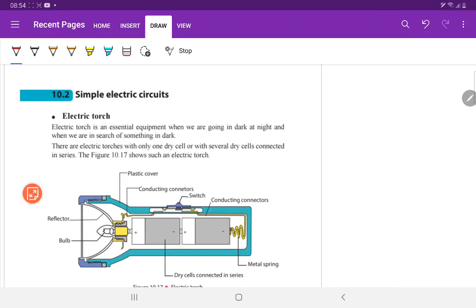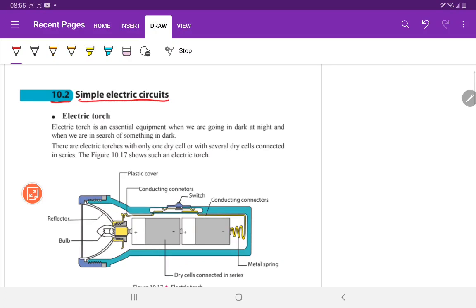Okay, so for those things you have to keep it in your mind: the way in which you will be getting the same brightness, and the way in which you will be getting more or less brightness. You have to memorize that. Okay, now we are moving to 10.2, simple electric circuits.